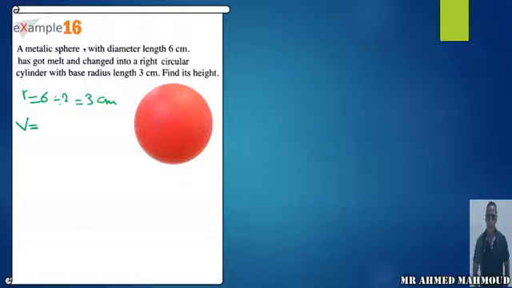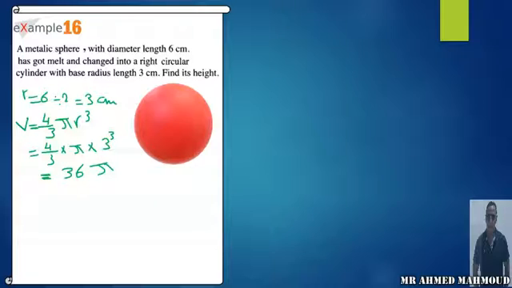The volume equals 4 over 3 times pi r cubed, which equals 4 over 3 times pi times 3 cubed. I will not replace the value of pi. It's easier to use pi like this. Then it will be equal to 36 pi. This is the volume of the sphere.